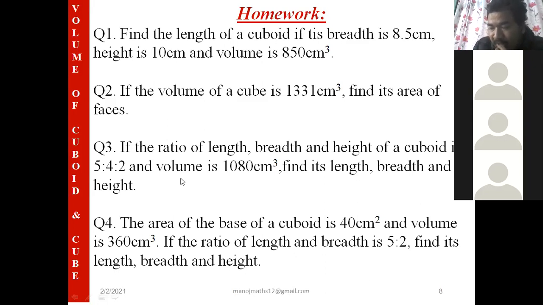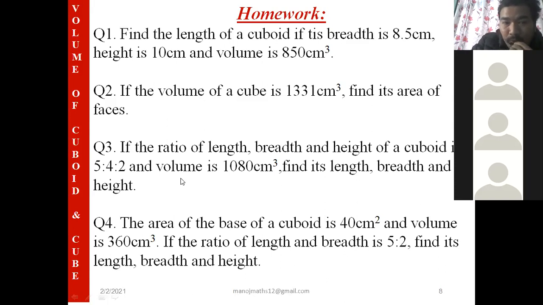X cube means 27, then what is the x value? X value is the cube root of 27. Cube root of 27 means you will get 3. Yes, 3. Very good. You are absolutely right.